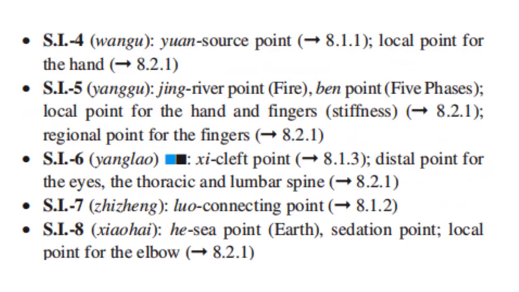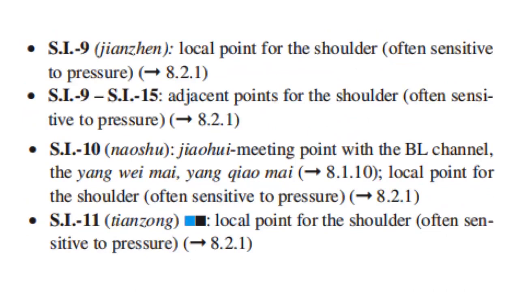SI4, Yuan source point, local point for the hand. SI5 is Jing river point or fire point, horary point, local point for the hand and fingers for stiffness, regional point for the fingers. SI6, Xi cleft point, distal point for the eyes, the thoracic, and lumbar spine. SI7, Luo connecting point. SI8, He sea point or earth point, sedation point, and the local point for the elbow.